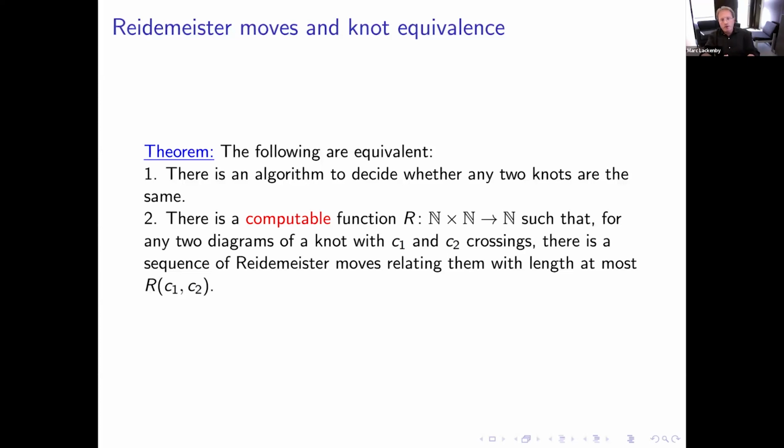So it's a pretty trivial theorem, but it shows you the importance of bounding the number of Reidemeister moves. As I said before, by work of Haken and Hemion and Matveyev, we know now that there is an algorithm to decide whether two knots are the same. So we do know there is this computable function R, but obviously we'd like to get R as small as possible, and that would lead to more efficient algorithms.